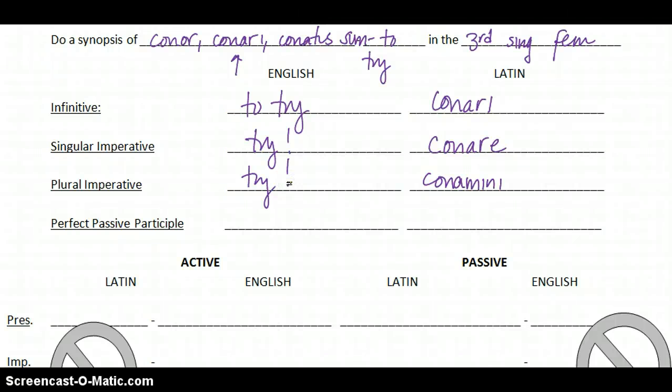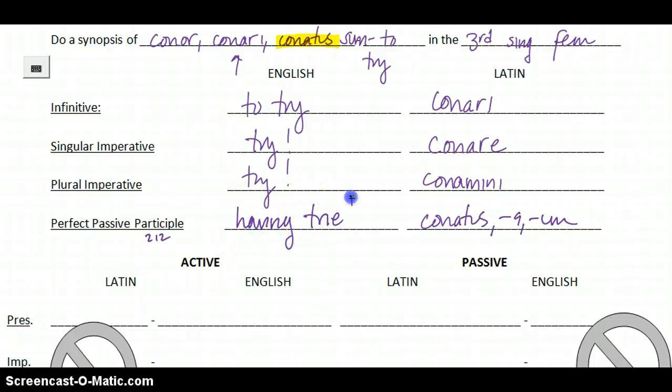The perfect passive participle is formed from that first part of the third principal part. So I would put that here, conatus, but because a participle is a 2-1-2 adjective, I need to add us, and the meaning is having tried. I won't use the word been here because it is deponent, so it does not have a passive meaning. Alright, so that's the infinitive, imperatives, and the participles.